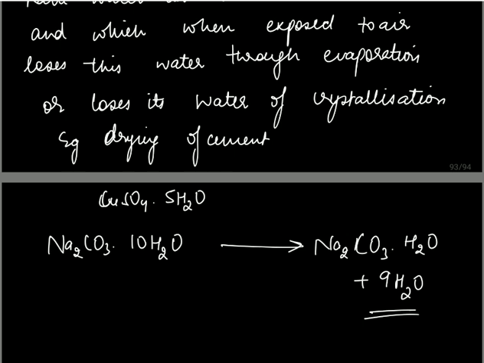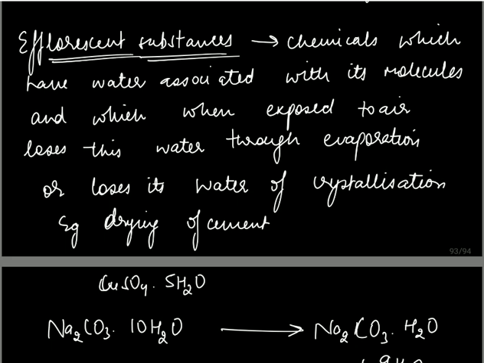So even you could say Na2CO3, most of the hydrated salts are efflorescent. They have water associated, and they will lose water of crystallization when exposed to dry air. The air that we are talking about can be dry or not, depending. If it's too dry air, then more water of crystallization can be released. If it is less dry air, then less water of crystallization can be released in that case.